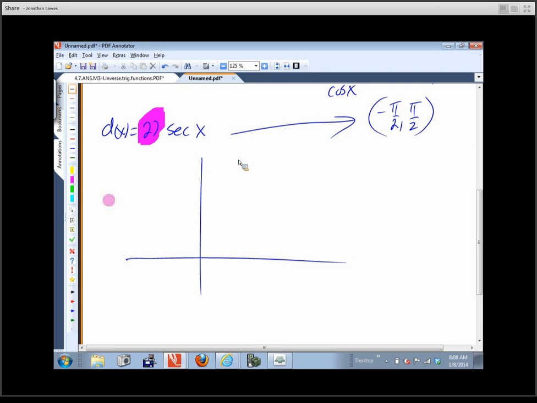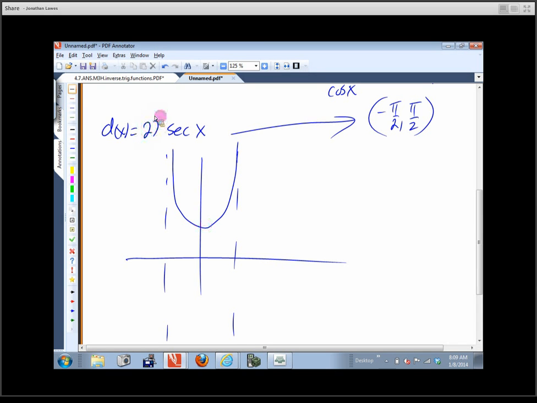Where are the asymptotes on secant? It's the reciprocal of cosine, and cosine does this. So where it hits 0, I'd have an asymptote here, and I'd have an asymptote here at negative pi halves and pi halves. And then this branch goes upward, right? So it goes like that. Now, normally, if we don't vertically stretch this, this would cross at 0, 1. So when the angle is 0, you get 1 out of the secant.